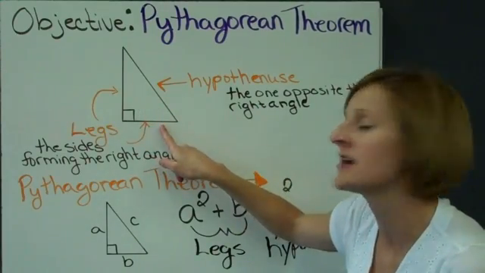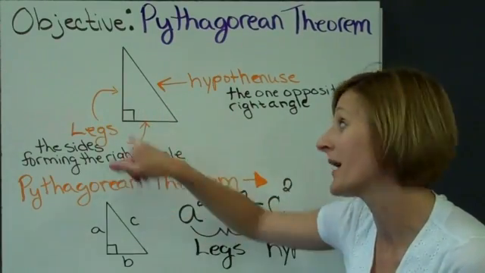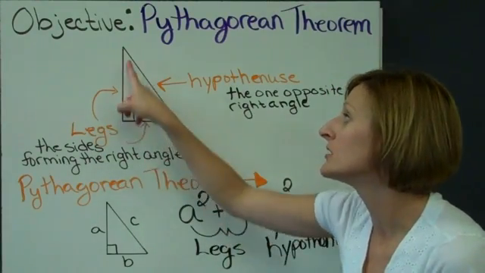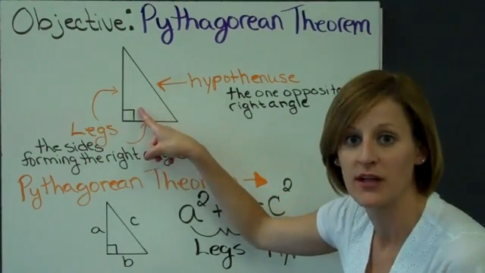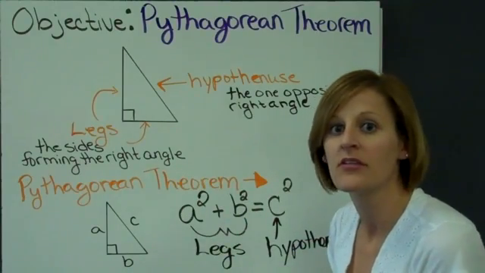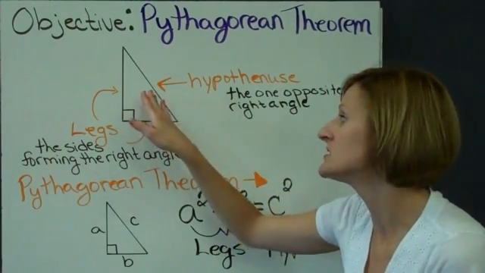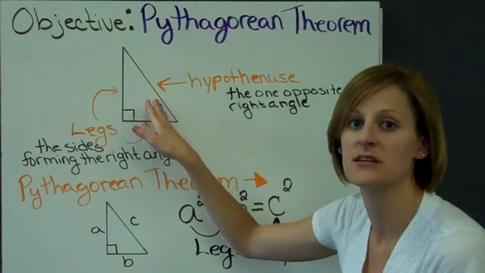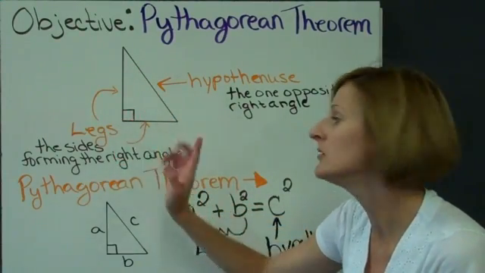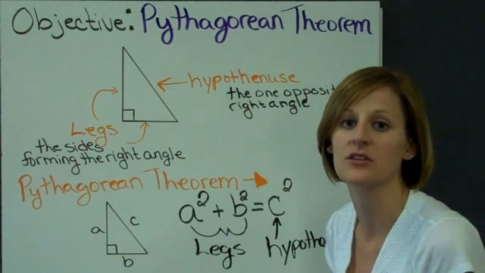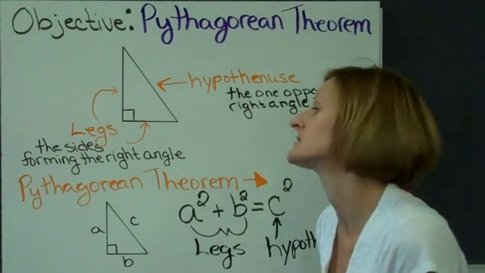Now the two sides of a right triangle that make up the right angle are what we call the legs. The side that's across from the right angle, that's not touching the angle, is going to be your hypotenuse. So this right here is your hypotenuse. It's the side opposite the right angle. And then the two legs are the ones creating that right angle.